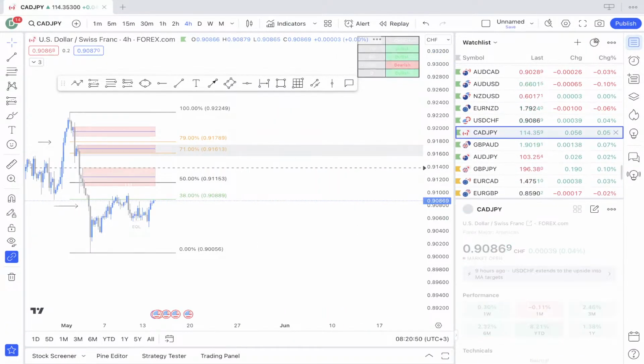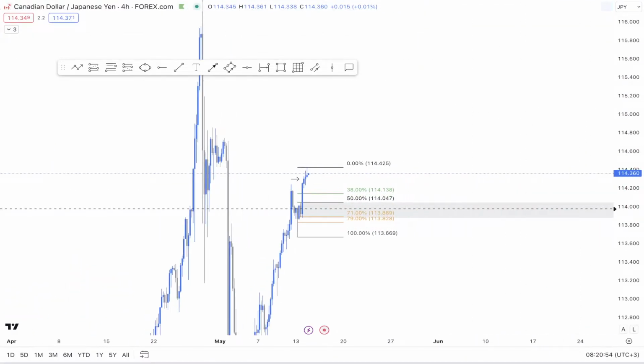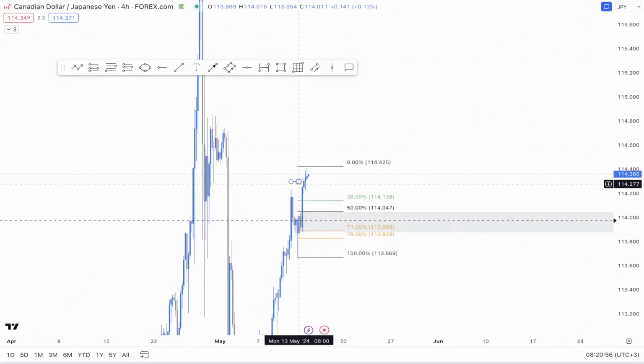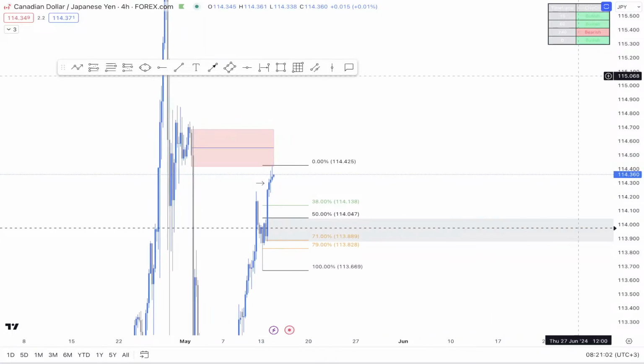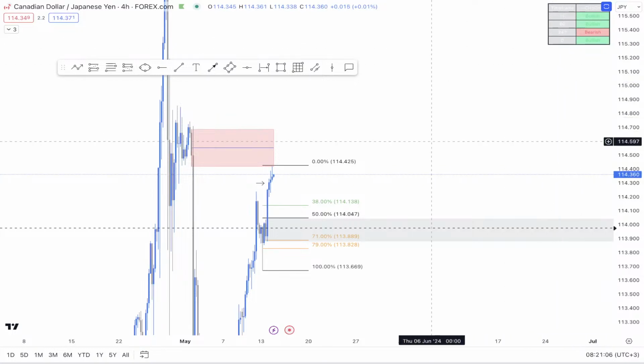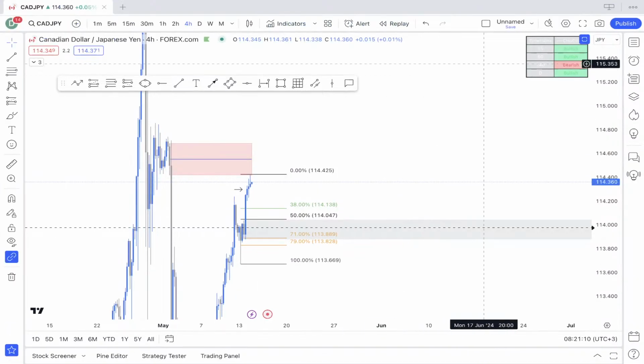Okay, CAD JPY with a bullish setup. This one is looking pretty textbook. We have a clear break to the upside. After the break, I identified this unmitigated order block lining up with the discounted area of this bullish range, and we can also see that the daily is bullish on the graph as well. So now the last thing that we need to wait for is a corrective pullback.